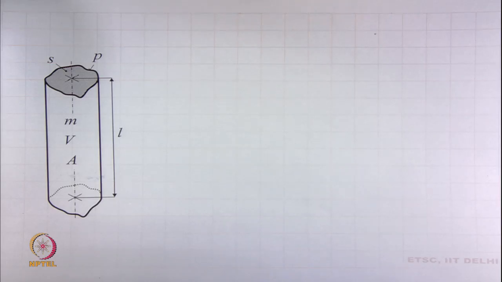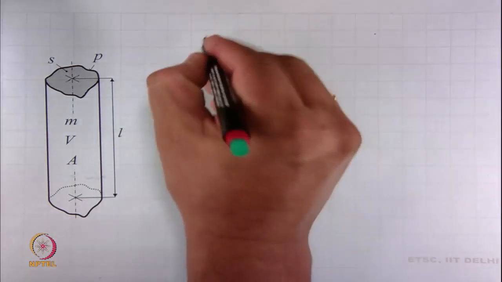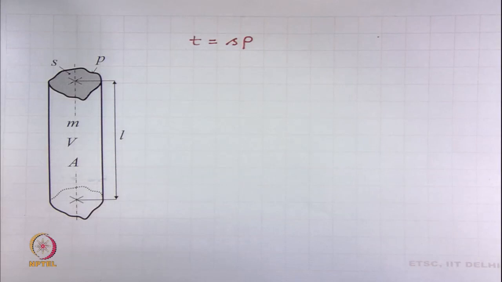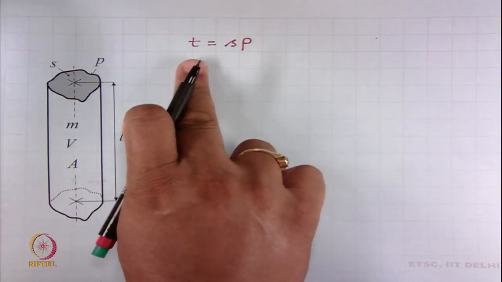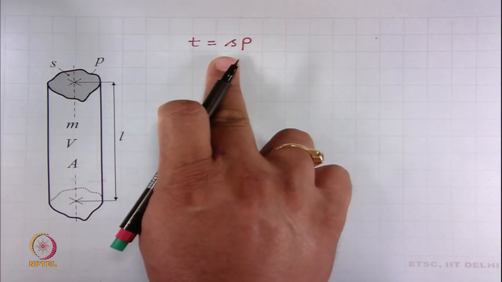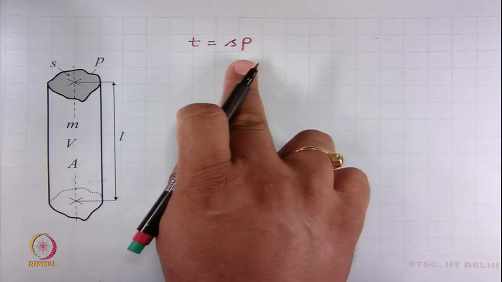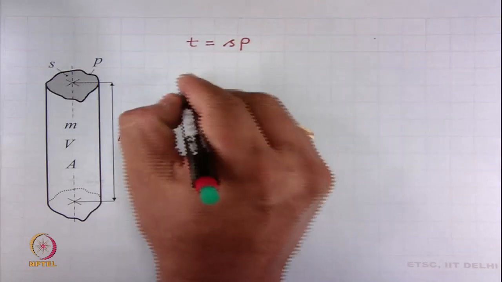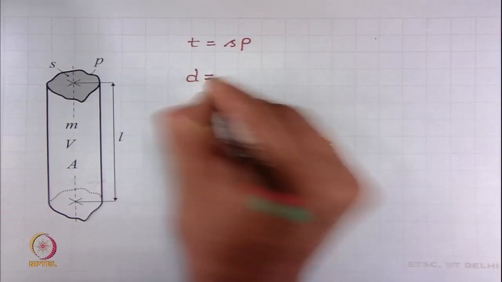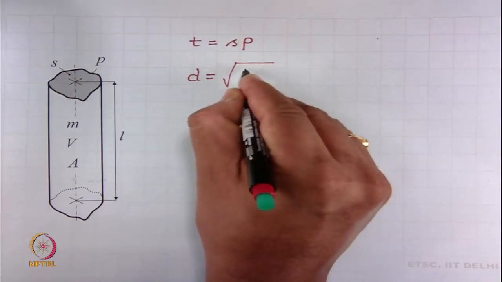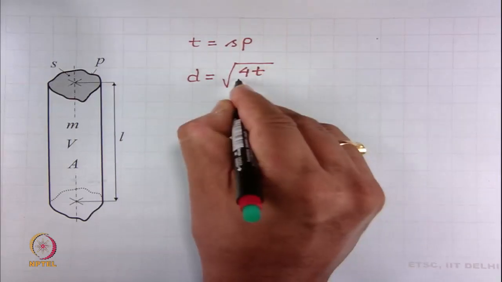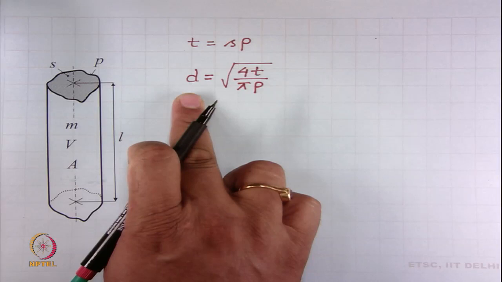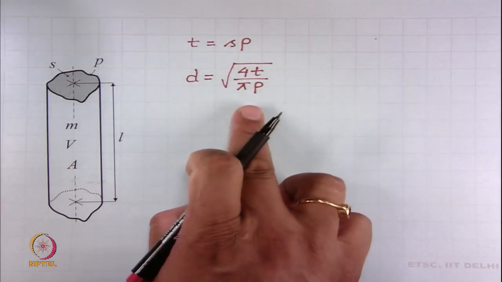Now, the first important relationship we established in the last class was T is equal to S into rho. T denotes fiber fineness, S denotes fiber cross sectional area, rho denotes fiber density. Then the second important relation that we established in the last class was related to fiber diameter. Fiber diameter D was equal to square root of 4 times fiber fineness divided by pi times rho. D denotes fiber diameter, T denotes fiber fineness, rho denotes fiber density.